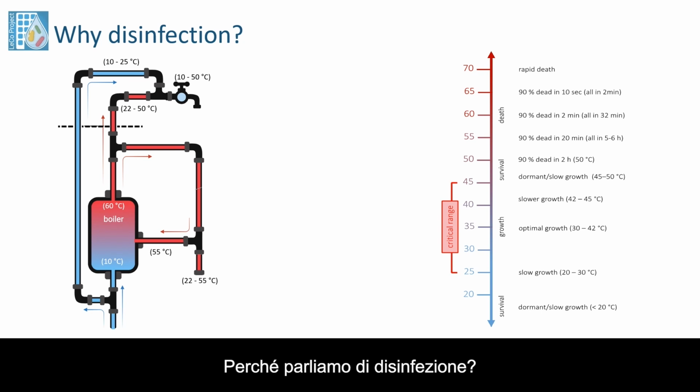Why do we even talk about disinfection? For this, we need to have a closer look at a building plumbing system. Here on the left side, you see a very simplified image of such a system. As you can see, there is a hot water line and a cold water line with very different temperatures.